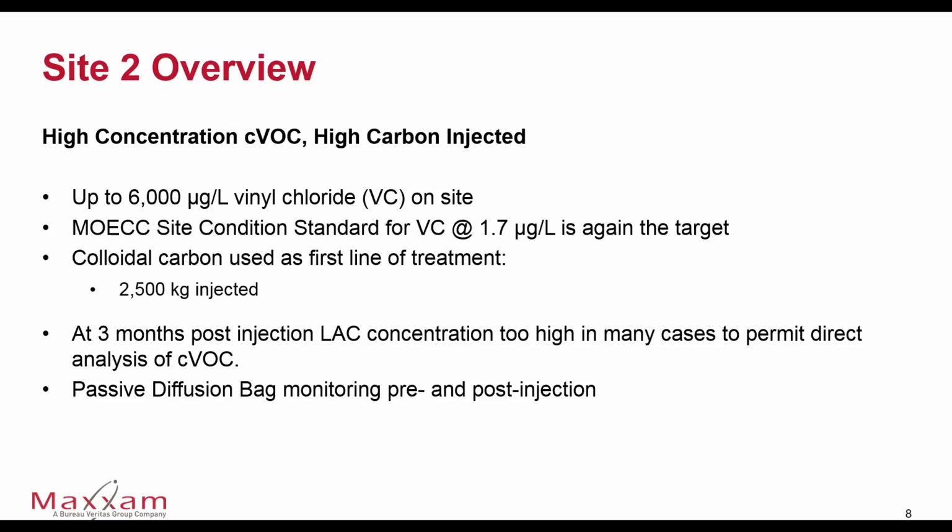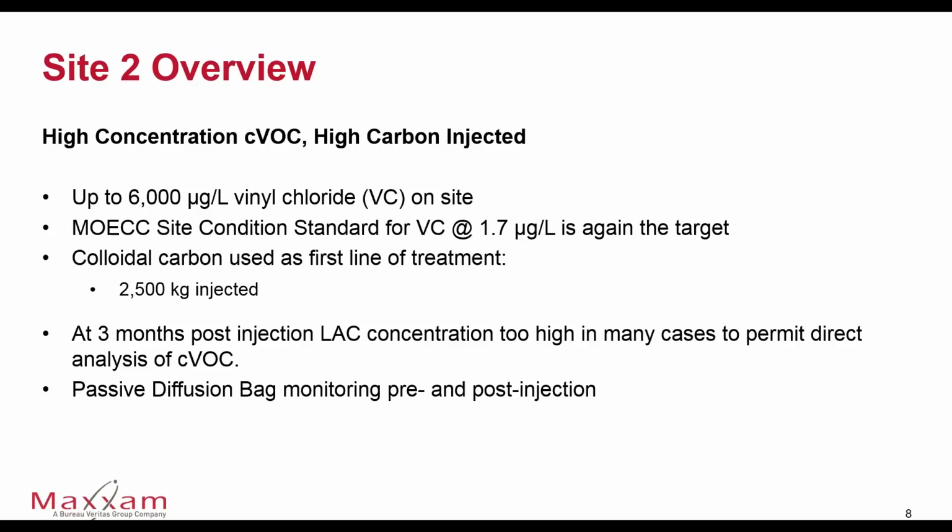Site number 2, on the other hand, was a very high concentration, again, vinyl chloride site. 6,000 micrograms per liter was on site. And PlumeStop was used as a first try to get this site remediated. So there was a much higher carbon amount injected, 2,500 kilograms. Again, trying to meet the site condition standard of 1.7 micrograms per liter. The first sampling was done 3 months post-injection.